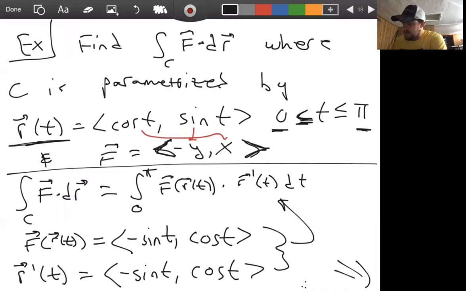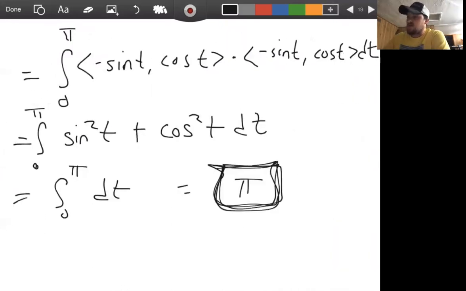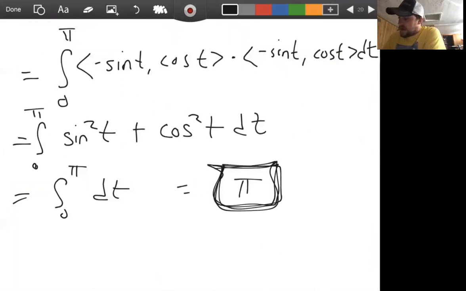for a particle to move along this curve via the given vector field (negative y, x). Okay, so there's a nice example of how to use the formula. And next, let's introduce even more notation, right?